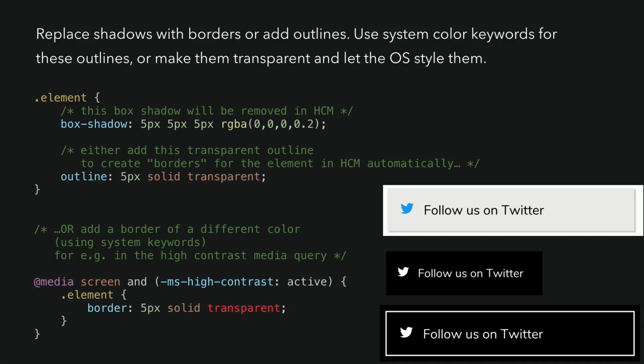Tip number 2, replace shadows. If you have drop shadows, replace those with borders in high contrast mode, because shadows are going to be removed in high contrast mode, so you want to replace them with something else. Borders is the next best thing. One tip you can do is add a transparent outline or a transparent border to anything that needs a border in high contrast mode, because if the border is transparent by default, it's going to get a color in high contrast mode, because high contrast mode is going to apply a color to it.